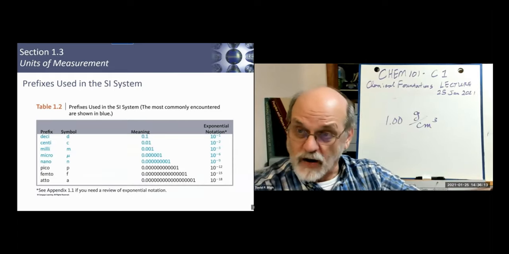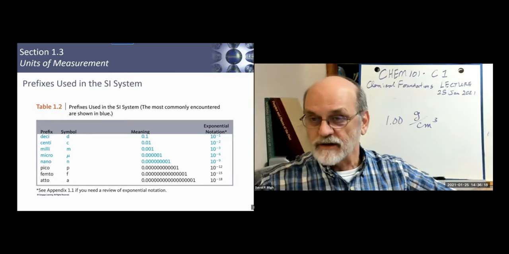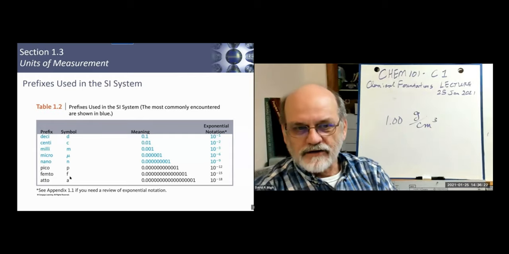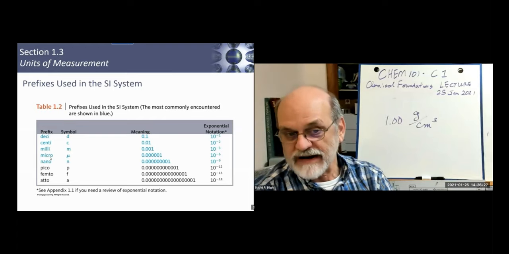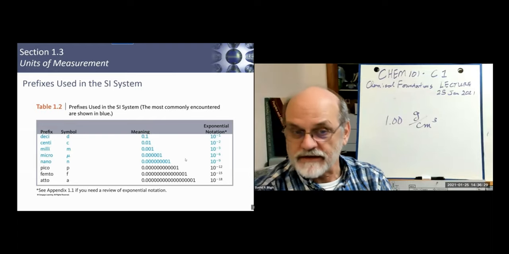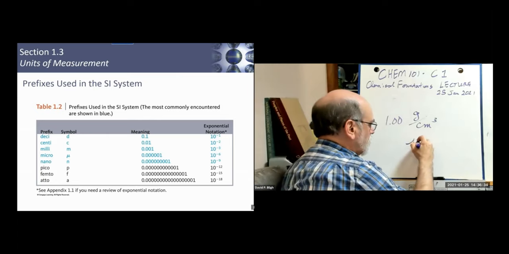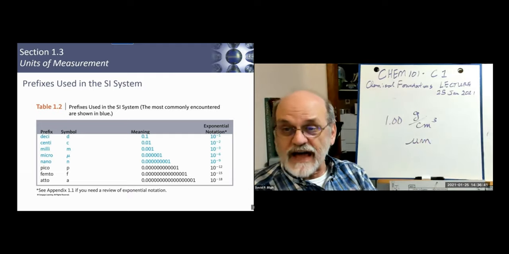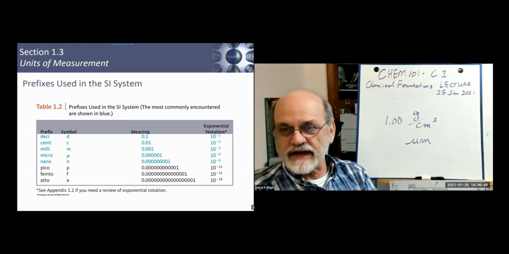Now we can get really small too. Say the unit of a meter is just way too big to measure the size of a bacterial cell. So we shrink that down to a millionth of a meter, a micro. Micro is a millionth of a meter. So this is a unit of measure that is a millionth of the size of a meter. So very small. It's more convenient for measuring things that are microscopic.